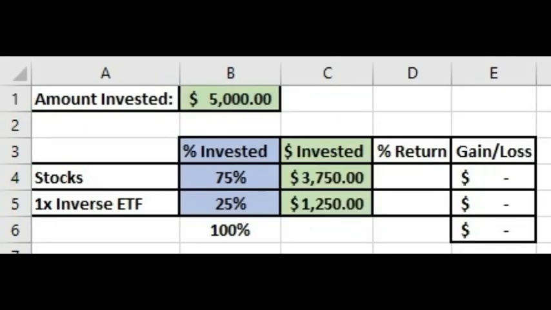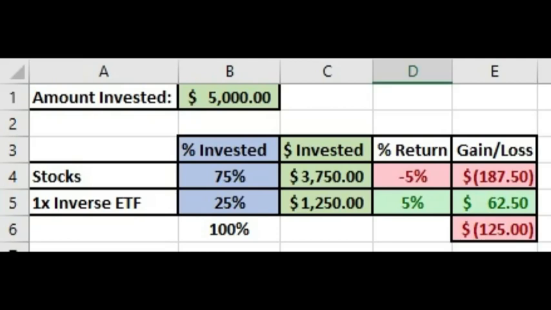We see that if I want to be 75% stocks, I need to put $3,750 into stocks. And being 25% in an inverse ETF would mean $1,250 invested. Now let's see what our returns would be with this setup. Let's say my stocks lost -5%. That means the 1 times inverse gains 5%. And the loss on stocks is $187. And the gain on the inverse is $62. For a total loss of $125.